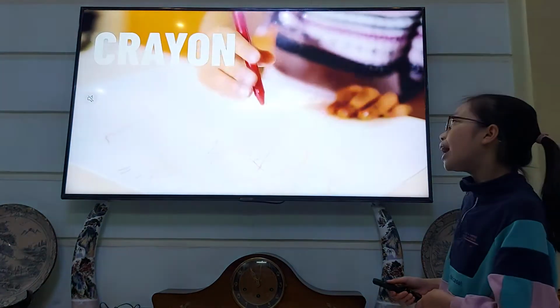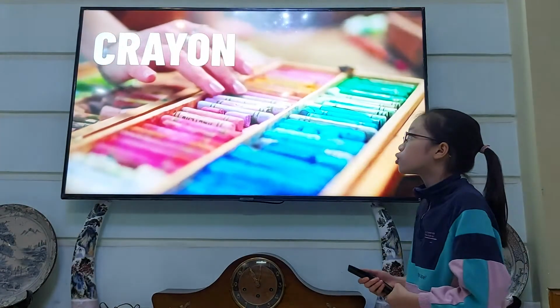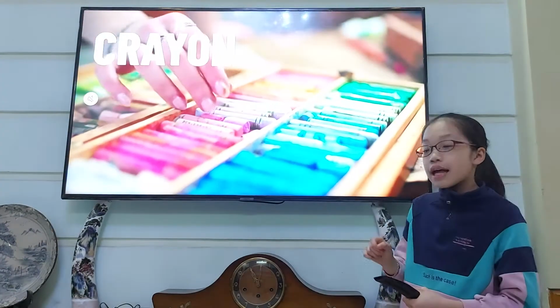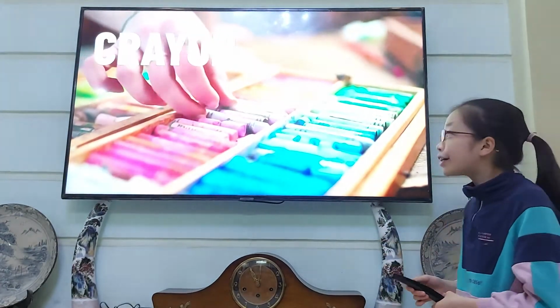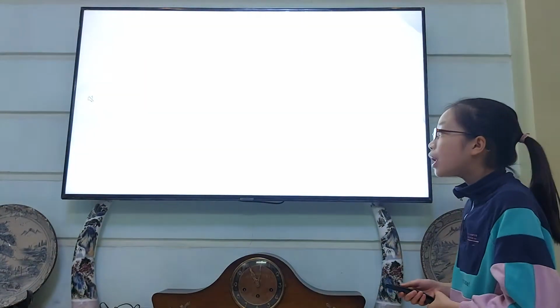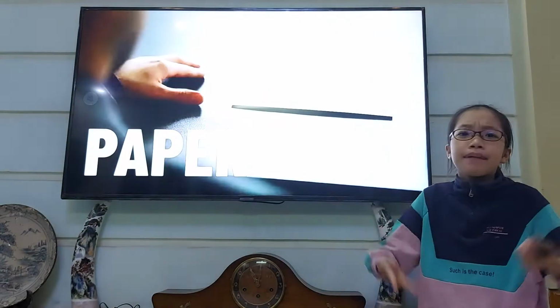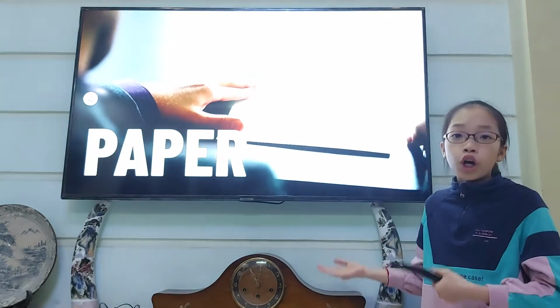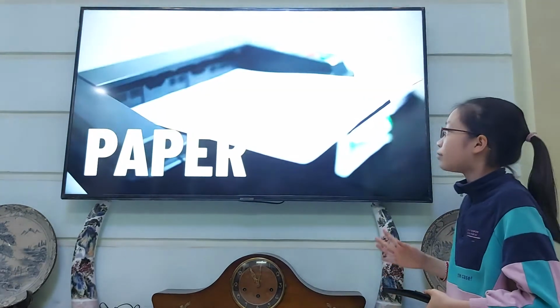Next, we have a crayon. A crayon is also a tool to color, and it is made of wax. Crayons are made of wax. We use them to color. And now we have paper. Crayons, pencils, and pens will not work if we don't have paper to write on.